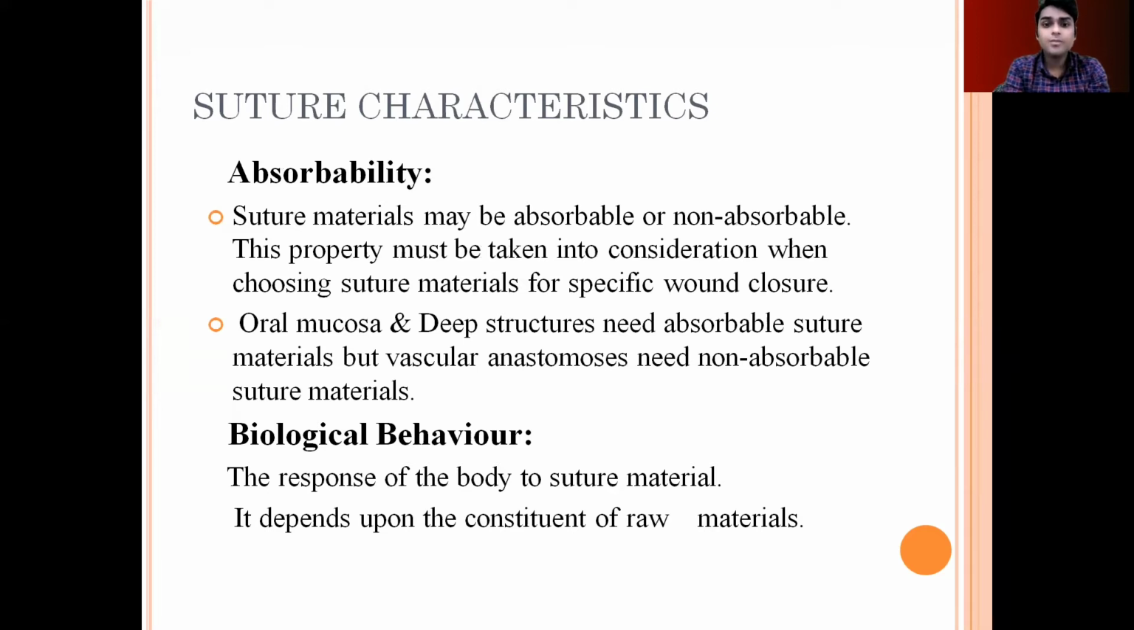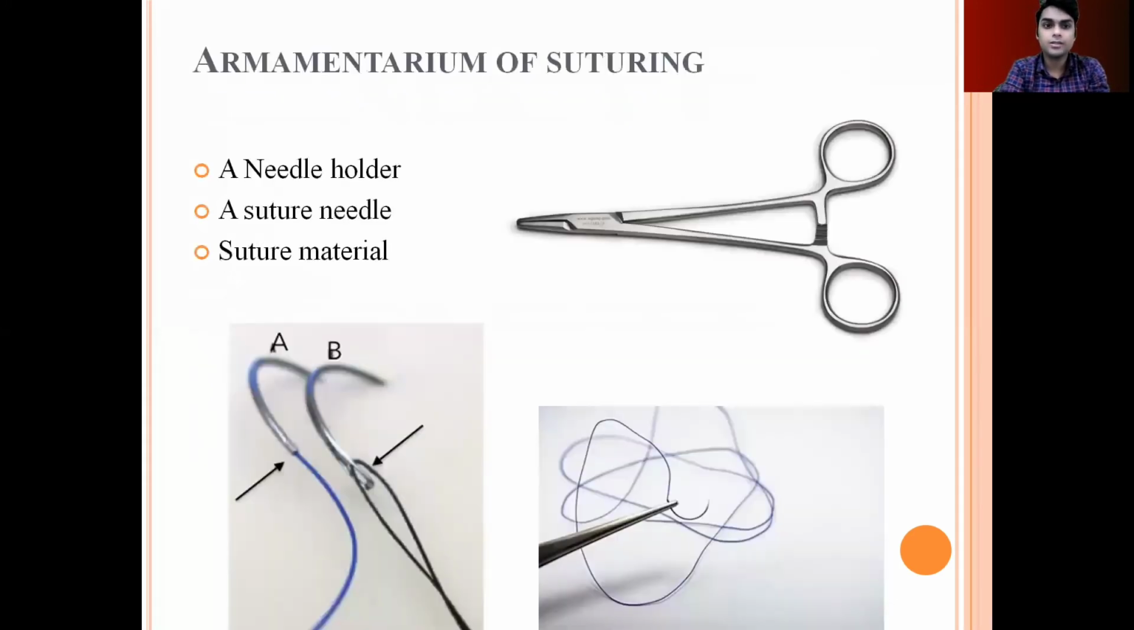Coming to absorbability, the suture materials may be absorbable or non-absorbable. This property must be taken into consideration when choosing suture materials for specific wound closure. The oral mucosa and deep structures need absorbable suture material, whereas the vascular anastomosis needs non-absorbable suture materials. Coming to biological behavior, it is the response of the body to the suture material, how our body reacts or responds to the suture materials. It depends upon the constituent of the raw materials.